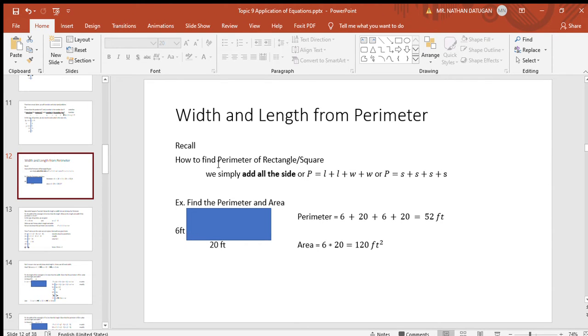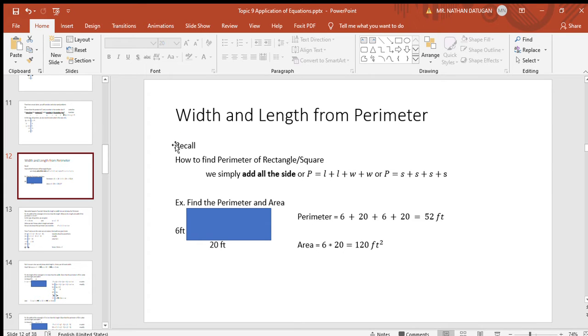Hey guys, welcome back. This is topic 9 again, still. Topic 9, application of equation. This time we're learning a new concept: width and length from perimeter.